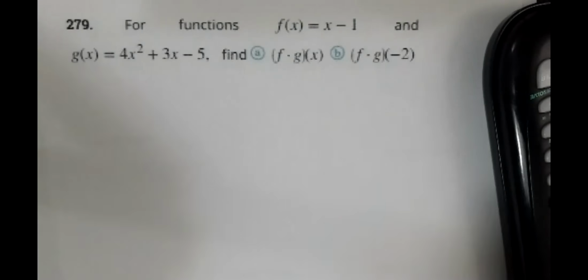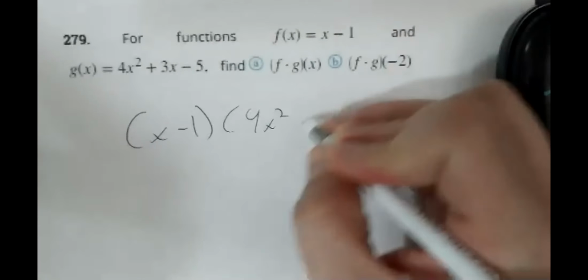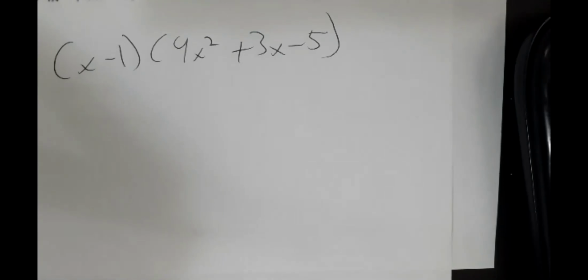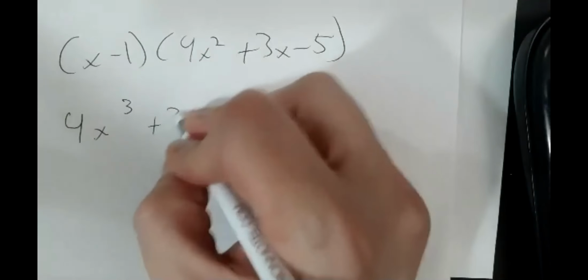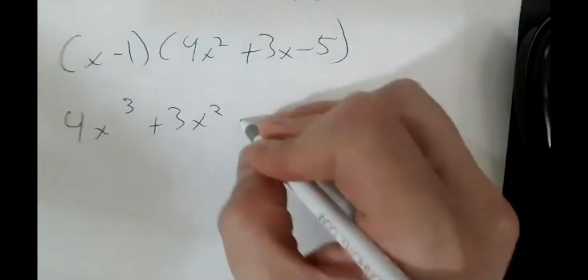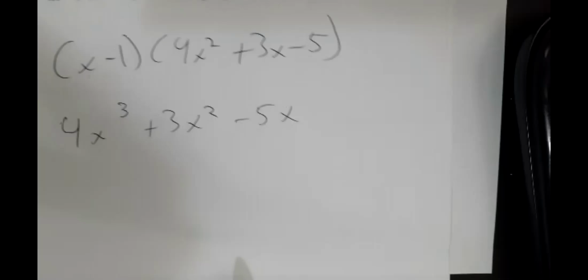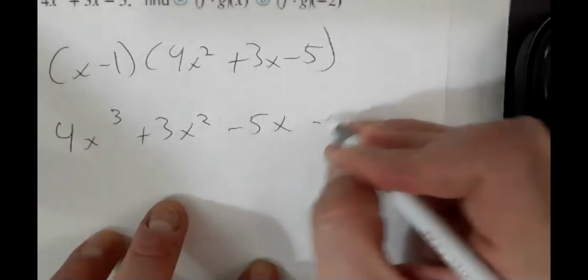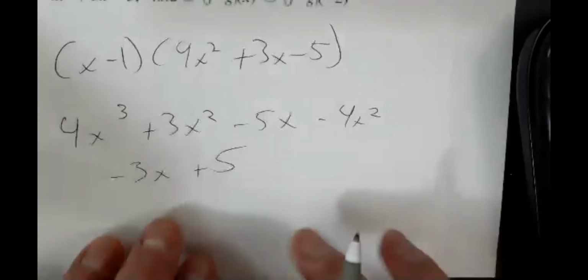So let's do this: x minus 1 and 4x squared plus x minus 5. I'm hoping you do this all on your own. We're going to increase everything by a power of x. So 4x to the third plus 3x squared minus 5x. And then next we're going to multiply everything by a minus 1. This looks like minus 4x squared, a minus 2x and a plus 5.